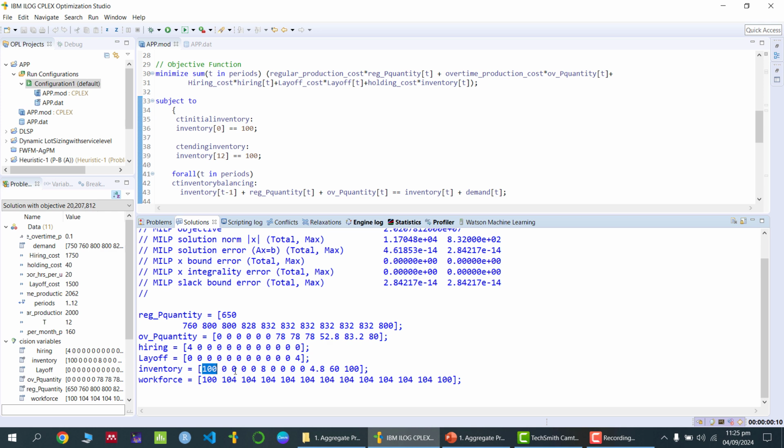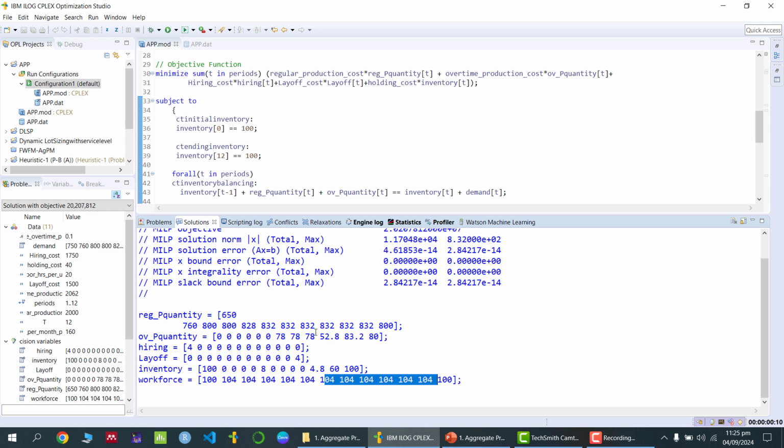This is the inventory we have in time period 0, and then this is the inventory we should have in this particular month, and then these are the other inventories. This is the initial workforce, this is the ending workforce, and this is the number of workforce we have during the periods February, March, April, and so on.